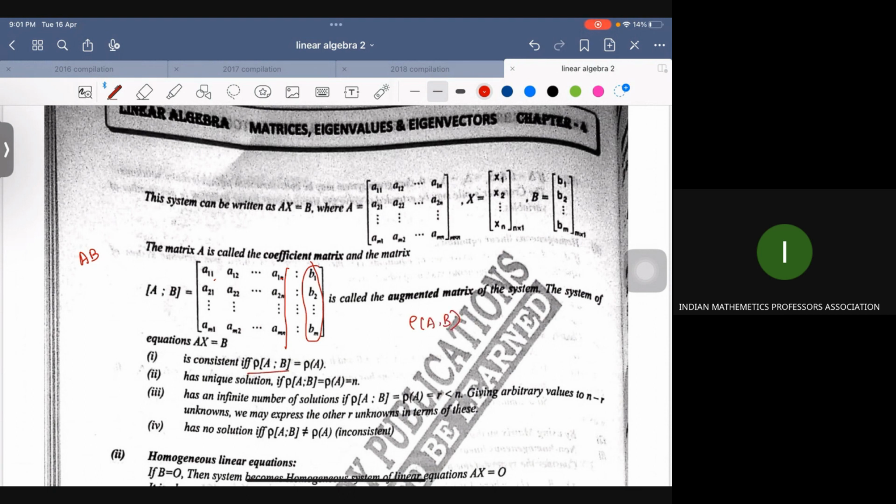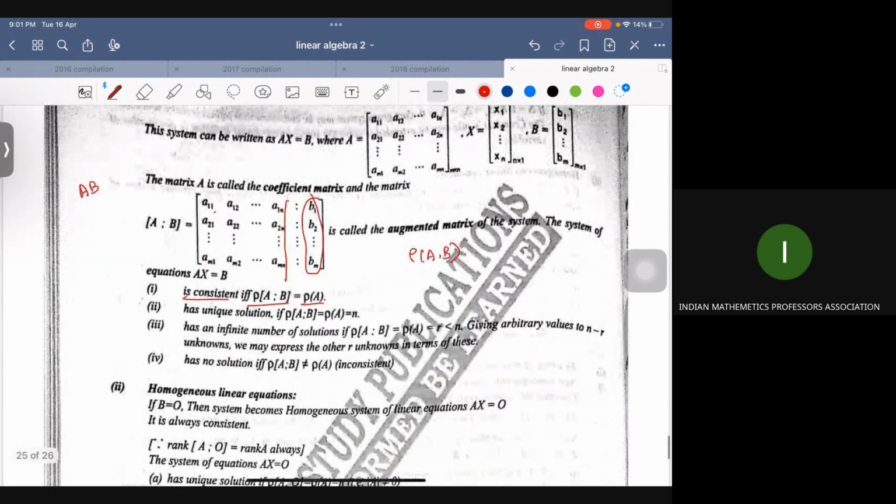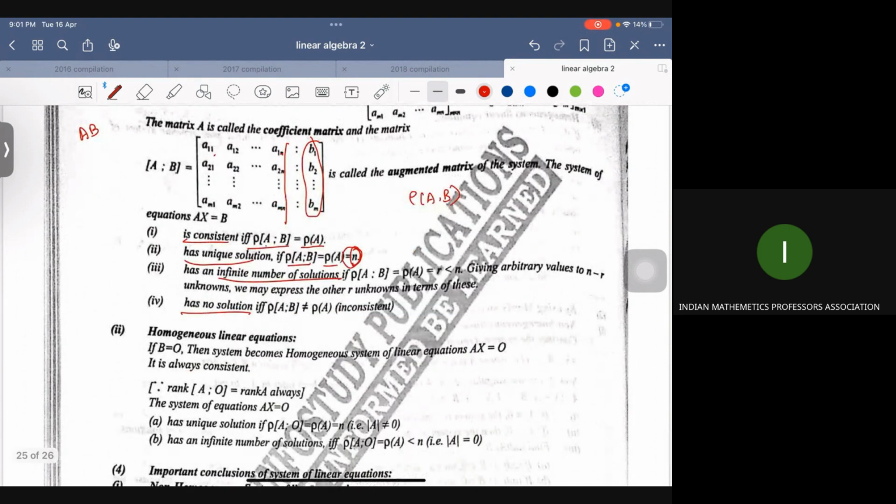If the rank of A comma B is equal to the rank of A, then the system is consistent. If the rank of A comma B is equal to the rank of A, which is equal to n, it has a unique solution. If it is less than n, it has an infinite number of solutions. If it is not equal, then the system has no solution. If it is equal to the number of columns of A, then unique solution; if it is less than the number of columns of A, then infinite number of solutions.